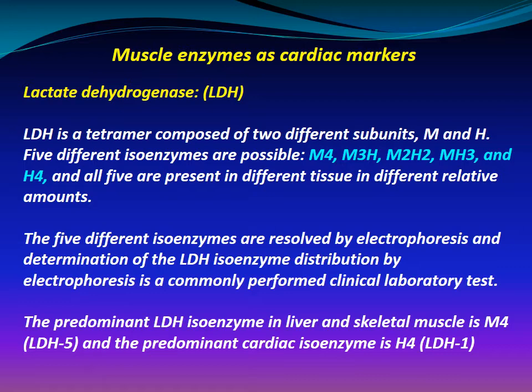The 5 different isoenzymes are resolved by electrophoresis, and determination of the LDH isoenzyme distribution by electrophoresis is a commonly performed clinical laboratory test. The predominant LDH isoenzyme in the liver and skeletal muscle is M4, LDH5, and the predominant cardiac enzyme is H4, the LDH1.